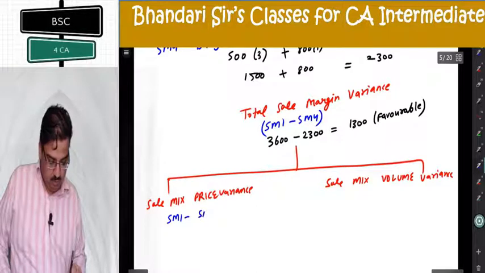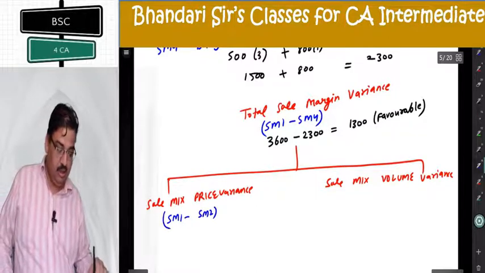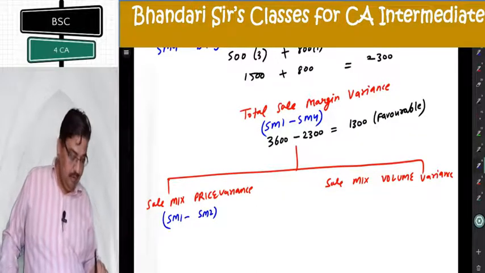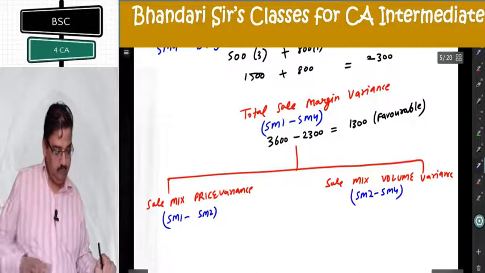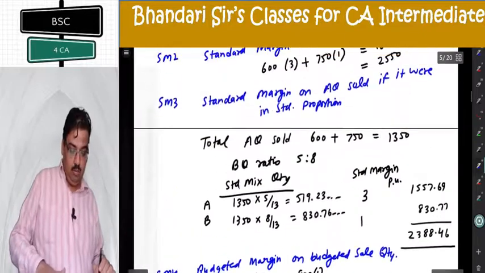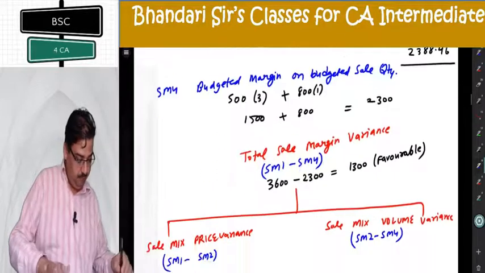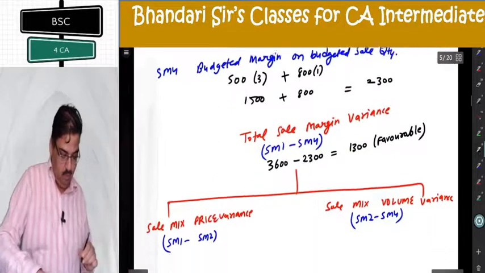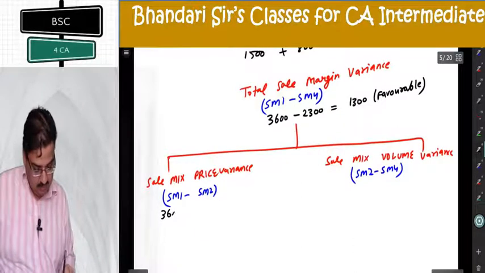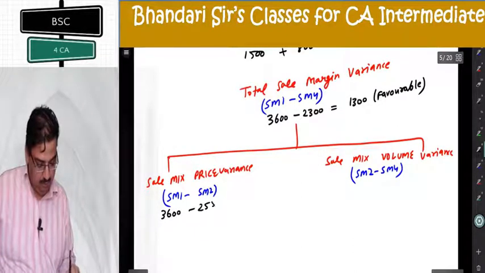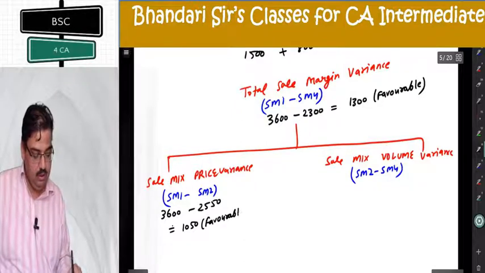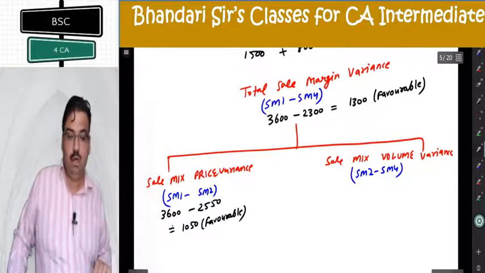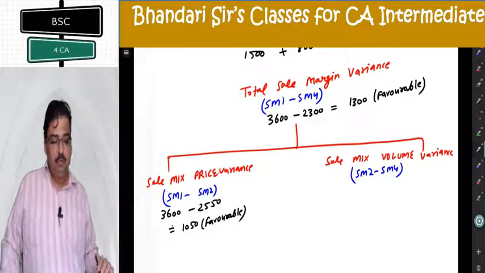SM1 minus SM2. This has to tally with sale value price variance that we computed the other day. SM2 minus SM4. SM2 was how much? 2550. 3600 minus 2550. This is equal to 1050 favorable. You can check that day also we computed same price variance, 1050 favorable.